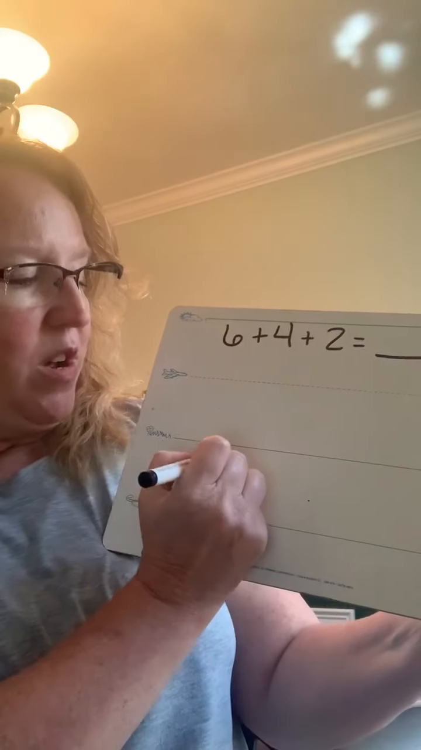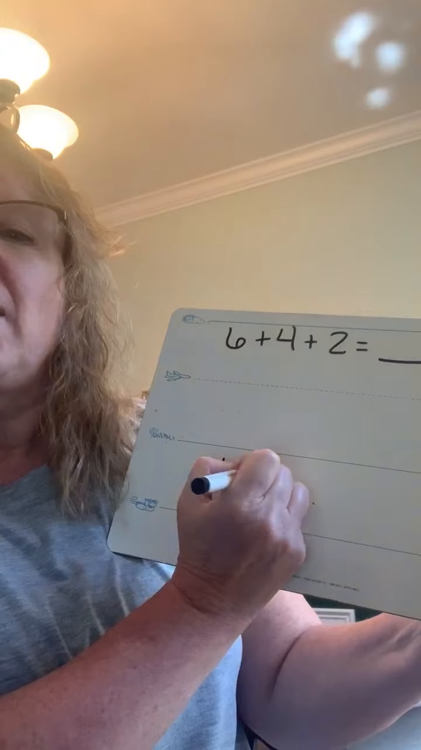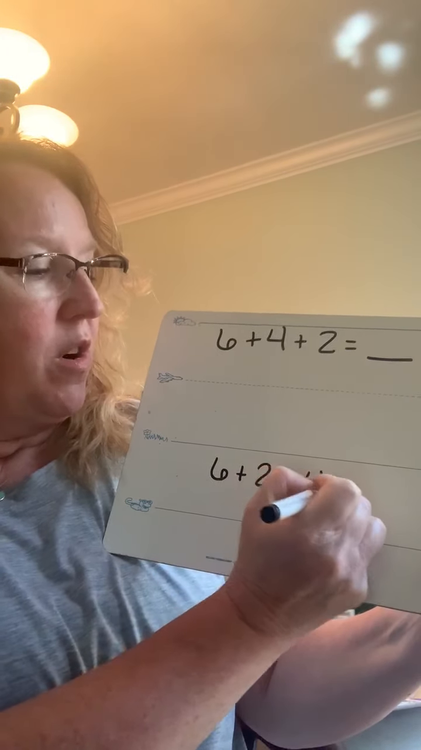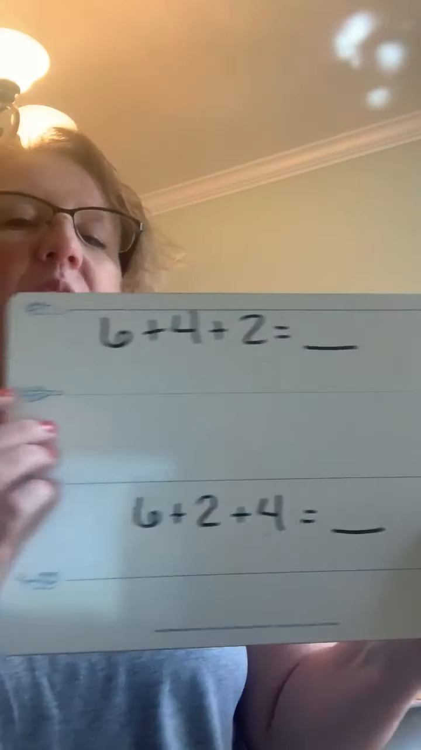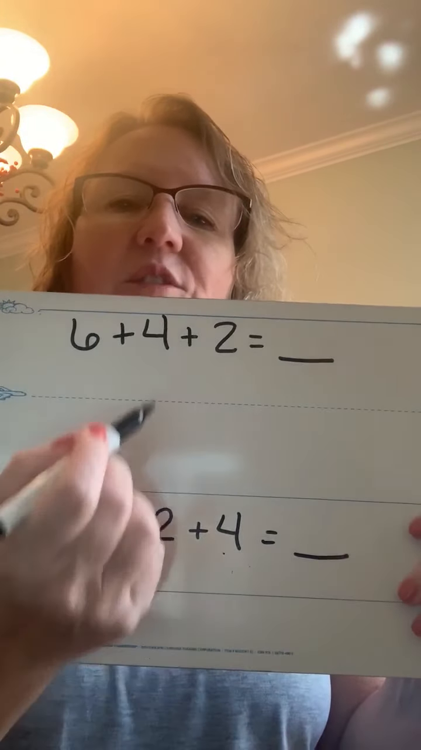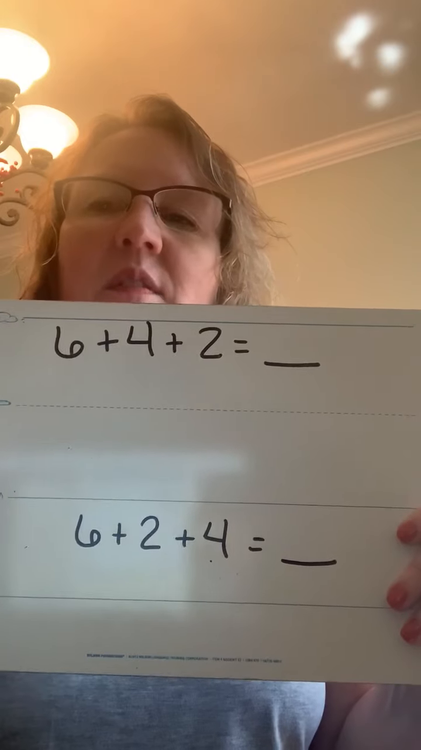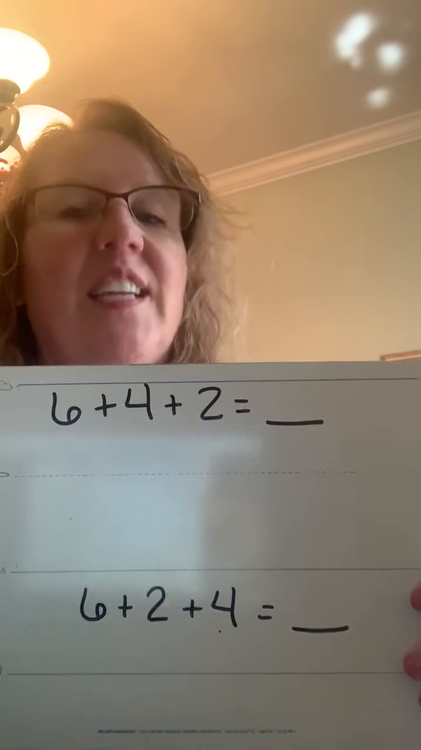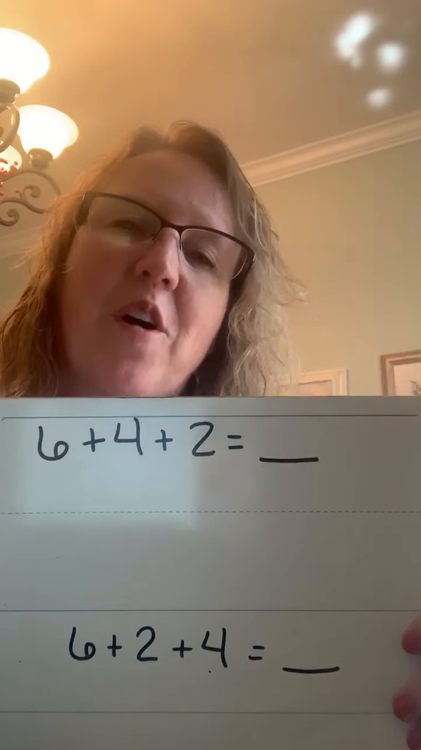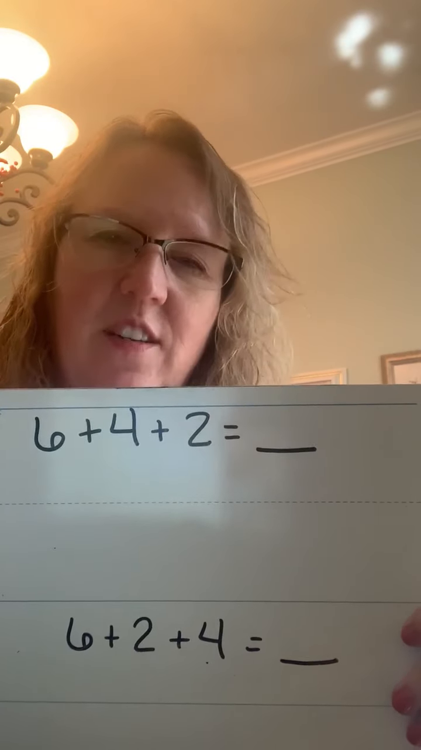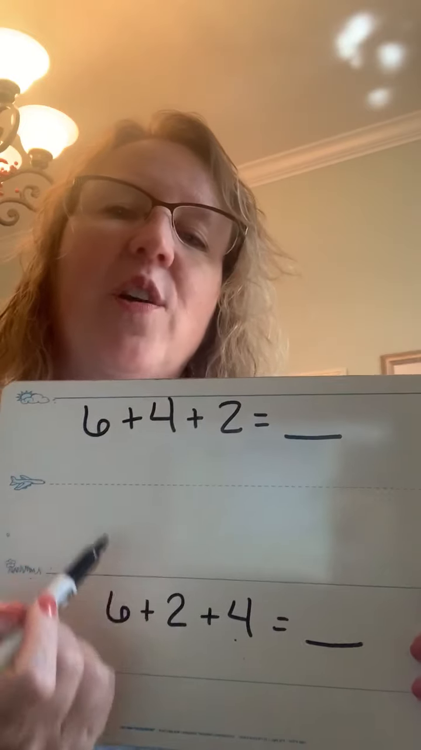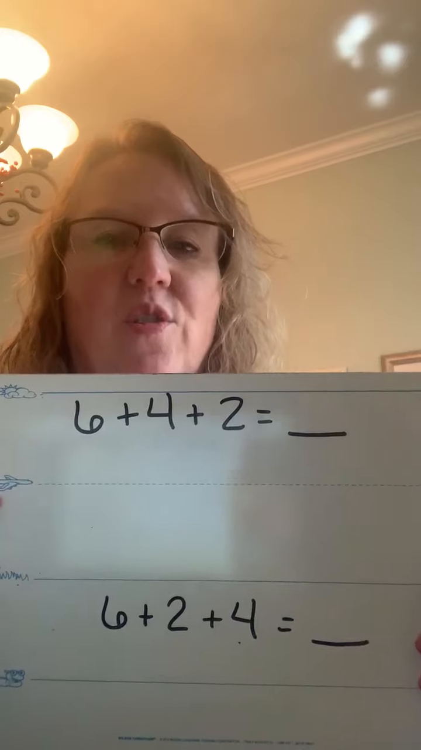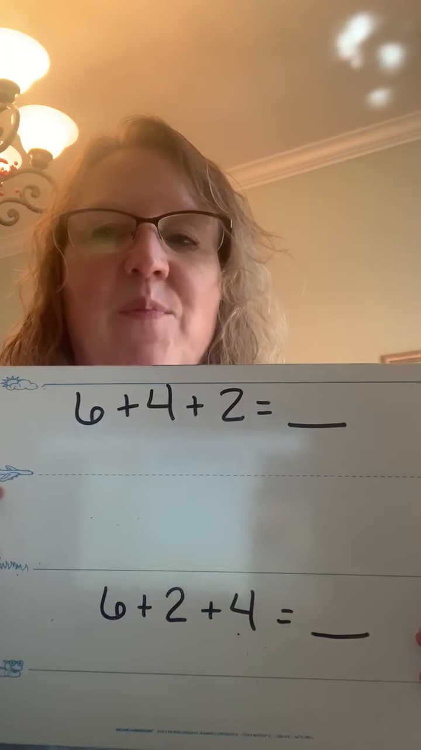Then it's got the other one, 6 plus 2 plus 4, and what does that equal? Hey, wait a minute. This is in a different order. Is that okay? It is. Remember the commutative property of addition? That means it doesn't matter what order you're adding these numbers in, you're still going to come out with the same correct answer, adding properly.